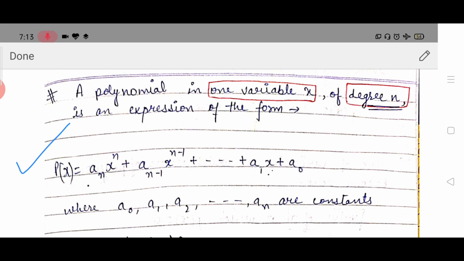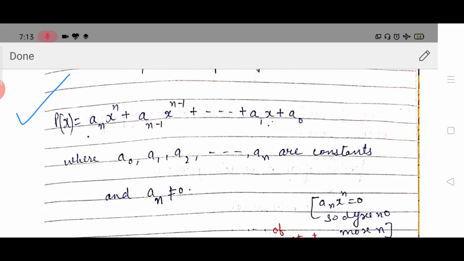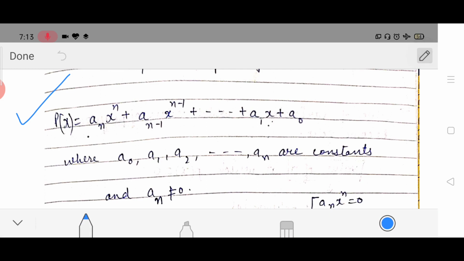Now moving on, we can see here a0, a1, a2 and so on up to an, these are all constants because a polynomial is nothing but a combination of constants and variables. Okay. Now from here the condition arises that an must not be equal to 0. The condition is that n is the highest degree and this value an will never be equal to 0.